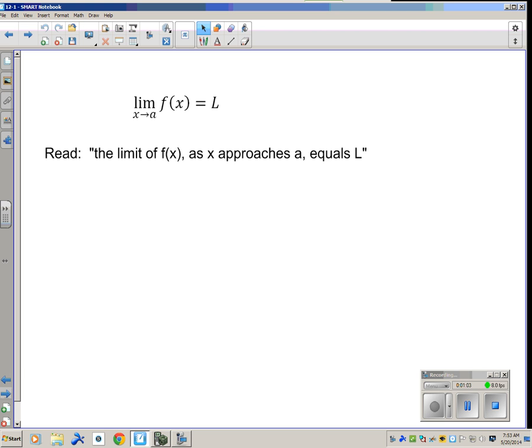How this is read here: up here, it says the limit of f of x as x approaches a. This lim is limit, and it's of f of x is equal to L, so that's our limit, whatever that value is, as x. Underneath it, it says x approaches a. So that's how you read that.